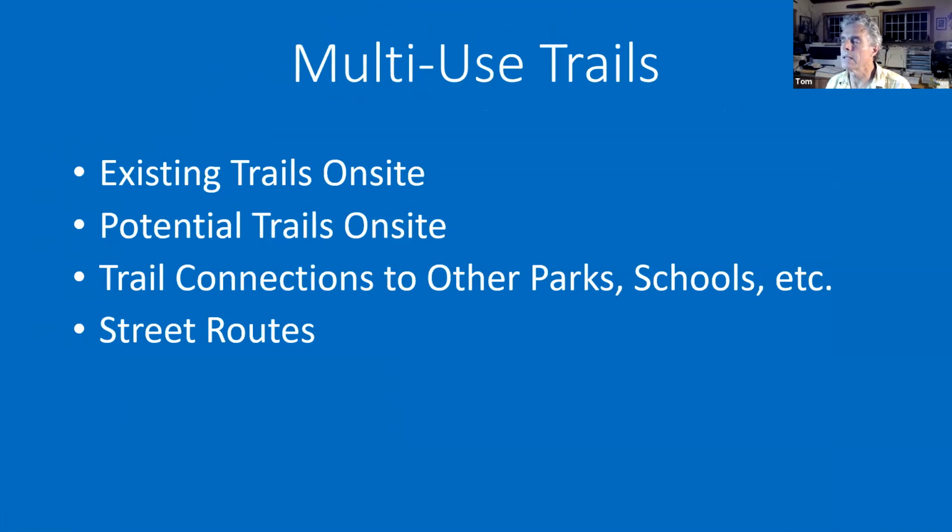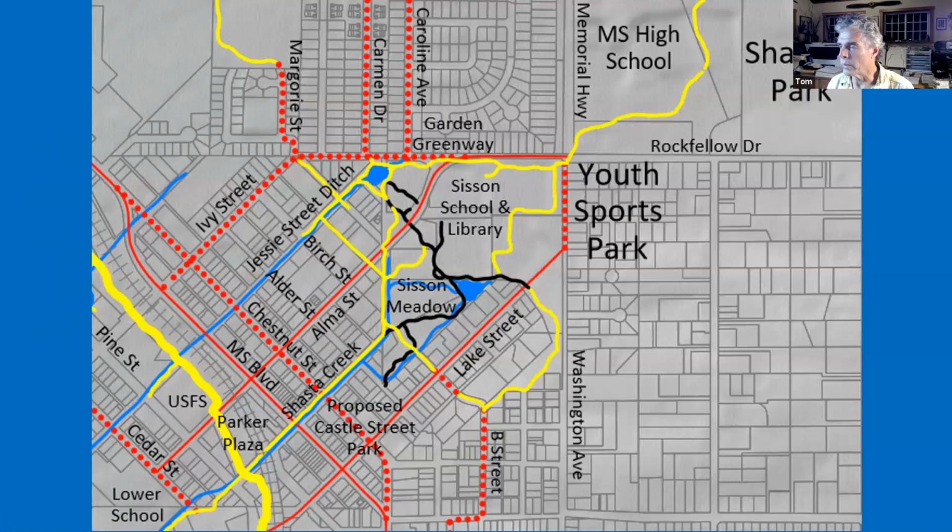Regarding multi-use trails, there's existing trails, potential trails on site, potential connections to other parks and schools, and various street routes. Michael Williams with ATC has worked considerably on street routes and on this connector B Street coming down here, and has proposed cutting over to the alley here, the Castle Street alley, and then up and through the Garden Greenway property. Through Rotary, we started with the Sisson Overlook Trail here.